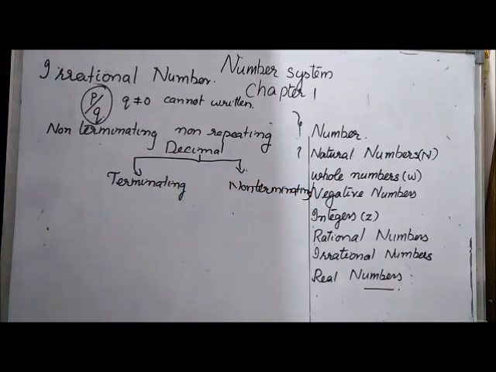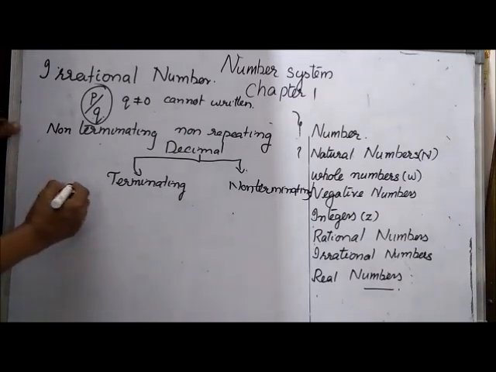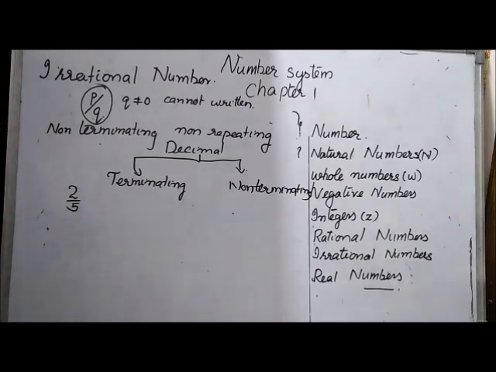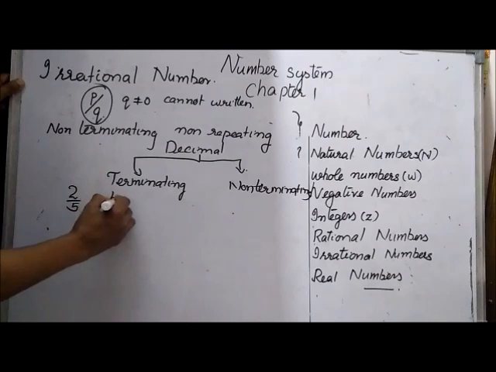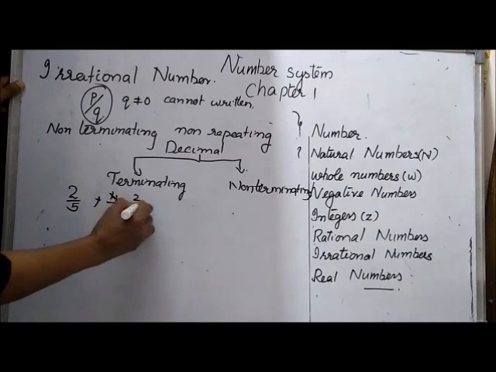Now, what is meant by terminating? Terminating means when we divide a number by another, the remainder becomes 0. Those numbers are known as terminating numbers. Let us take 2 by 5. If we divide 2 by 5, the answer is 0.4. That means after some steps the remainder will become 0. So 4 by 6, that is 2 by 3.